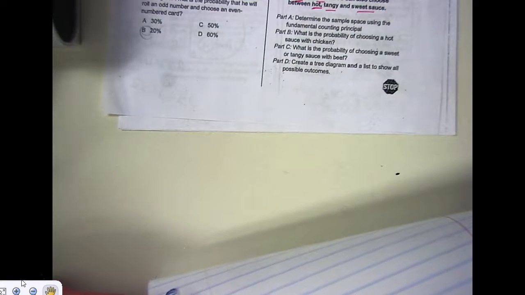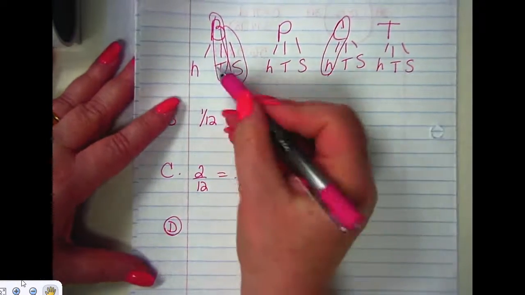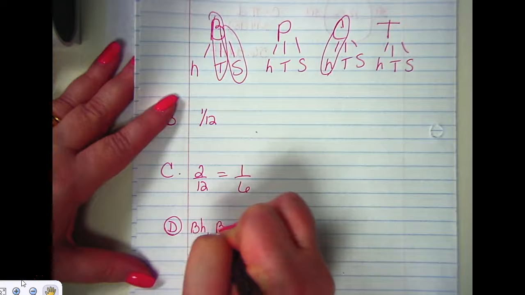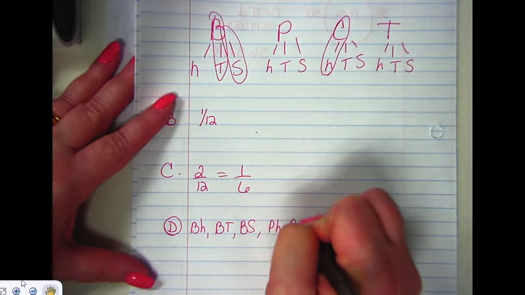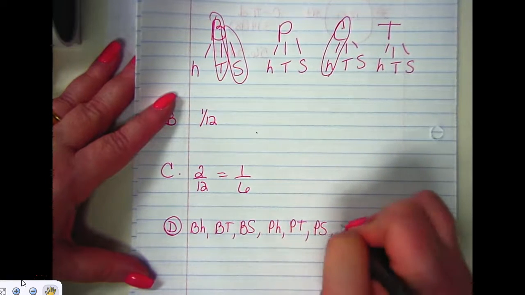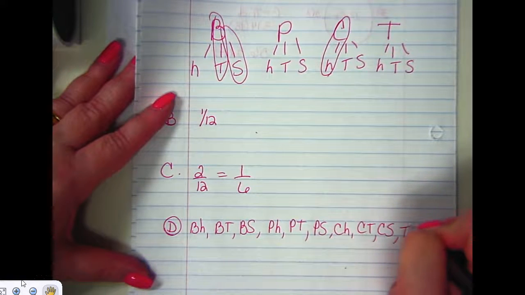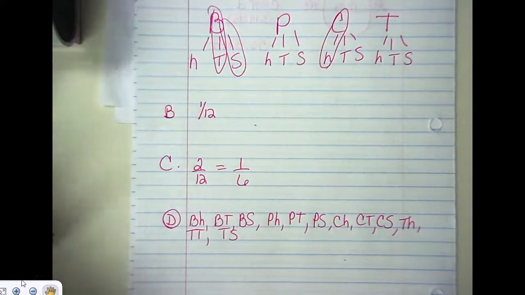Questions? Okay, C, what's the probability of choosing a sweet or tangy with beef? So beef, 1, 2, 2/12, which simplifies to 1/6. And D, create a tree diagram and a list to show all possible outcomes. Well, there's my tree diagram. So the sample space seems to be where you guys are struggling a little bit.